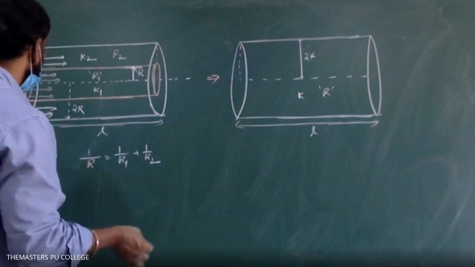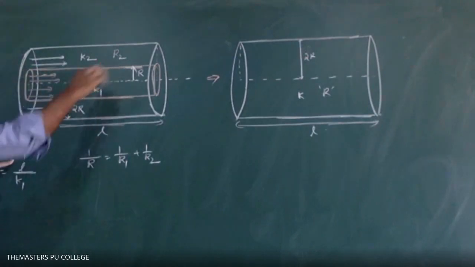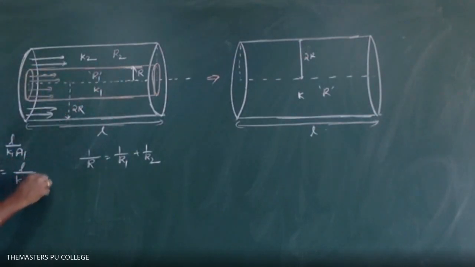So here, listen carefully. R1 is equal to what can I write? L1 divided by K1 A1. So that implies R1 equals L divided by K1 into, what is the effective area across the first rod which transmits the heat? The effective area will be nothing but pi r square. Got it?